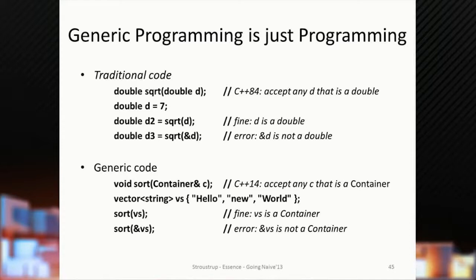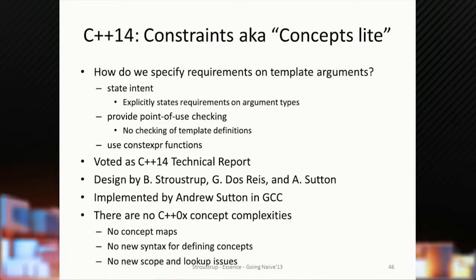Now I want to see the same thing with generic code. Here's a sort that sorts containers. Here's a container, fine, we sort the container. Here we're trying to sort something that's not a container, because in this case it's a pointer to a container, and we should get an error. And we should get an error right here, and it should be comprehensible. So I would like to see generic programming as very similar to ordinary programming.